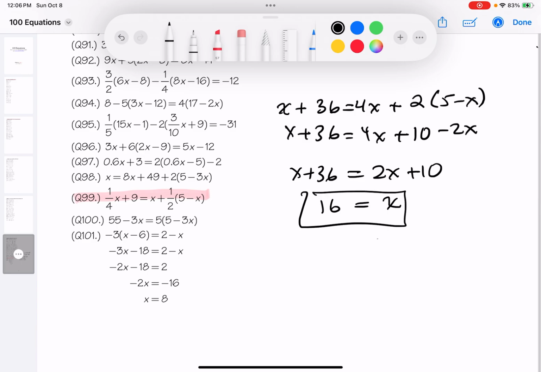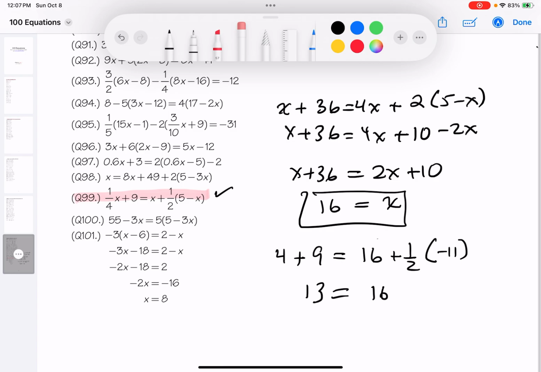Let's see if it's right. x is 16. We check in the original, 1/4 of 16 is 4. 4 plus 9, relatively simple. 16 plus 1/2. Now, 5 minus 16 is minus 11. 4 plus 9 is 13. You get 16. I think I made a mistake somewhere. Someone says, how'd you know you made a mistake? I'm looking at it, and it doesn't make sense. 5 minus 16 is minus 11. So another error, and let's just erase and say this is not working out.